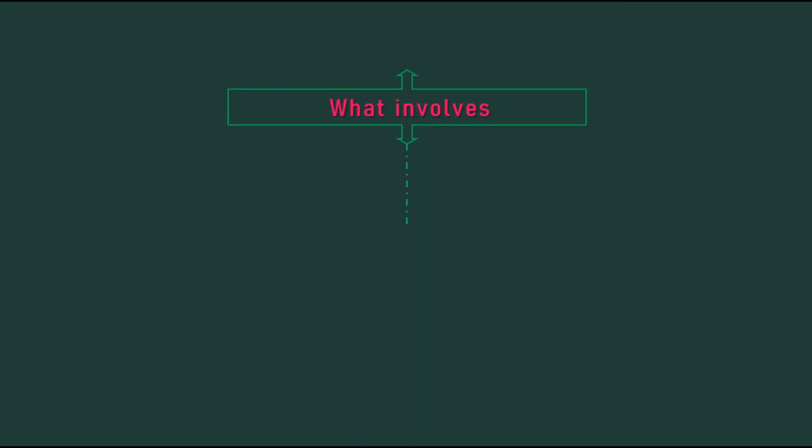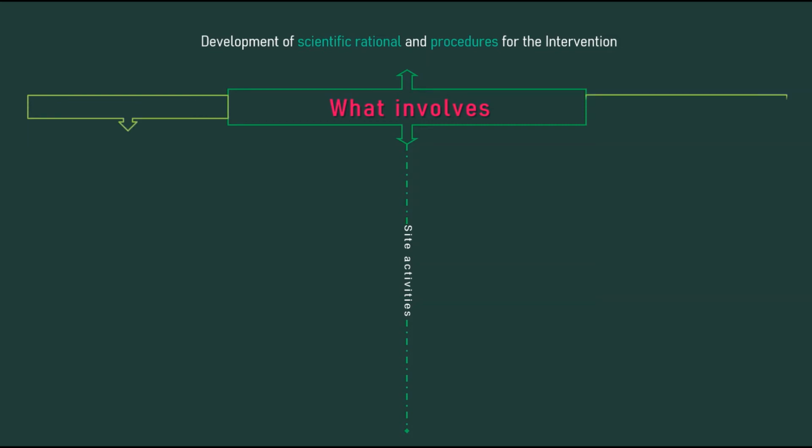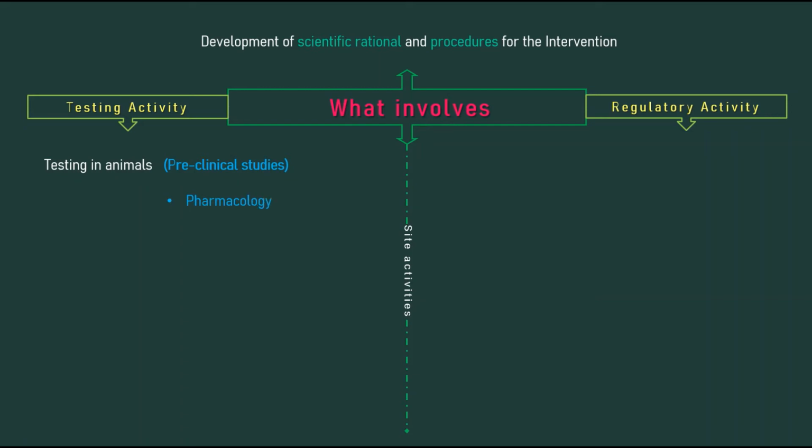So now see the second step involved in the clinical research, the site activities. After having these procedures for the intervention, they have to be evaluated in biological models. Then the biological testing commences. The second step involves two ways. One is testing activity, another one is regulatory activity. Coming to the testing activity, testing in animals is also known as preclinical studies or non-clinical studies or toxicological studies.